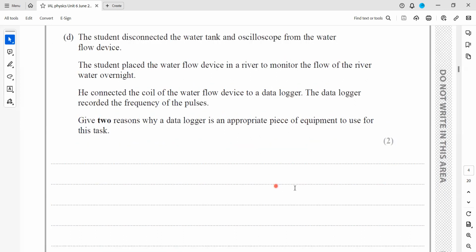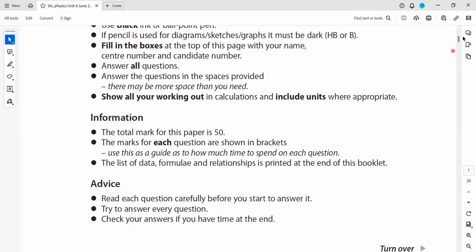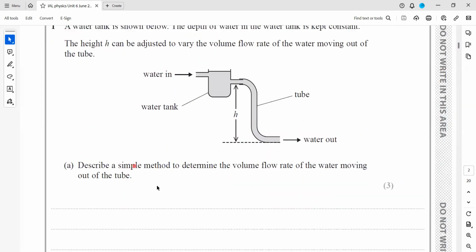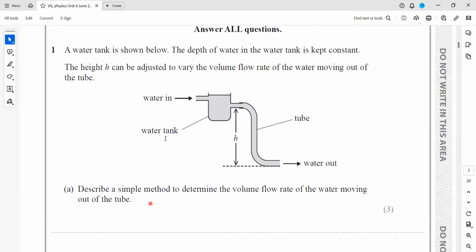Okay, Taha, your question is why the height is recorded? If you see the beginning of the question, the student is measuring the volume flow rate, and the only thing he can do, he kept the depth of the water constant. The only thing he can adjust is the height. So the volume of the water which is coming out depends on the height. If we reduce the height, the volume flow rate will decrease. If we increase the height, the volume flow rate will increase as well. So by changing the height, we can change the volume flow rate.